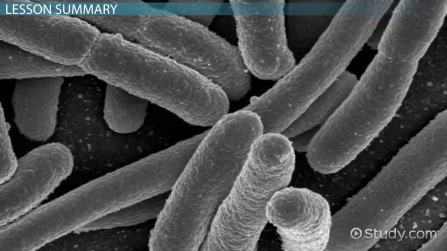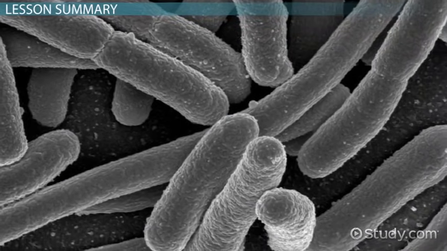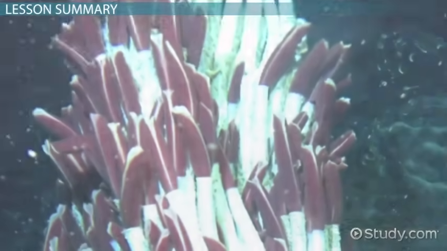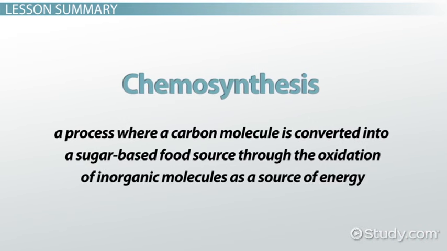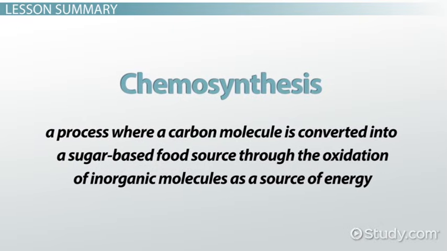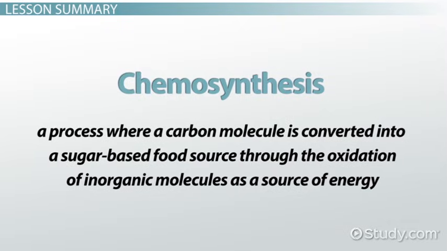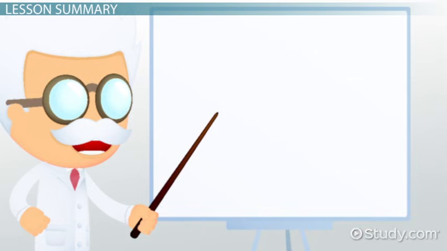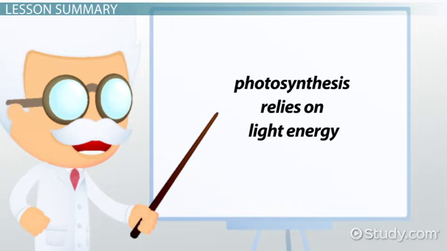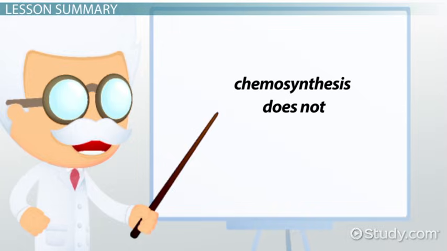Bacteria can also utilize chemosynthesis to make their own food for themselves or for organisms they live alongside. Chemosynthesis is a process where a carbon molecule is converted into a sugar-based food source through the oxidation of inorganic molecules as a source of energy. The biggest takeaway from this lesson I want you to be aware of is that photosynthesis relies on light energy, while chemosynthesis does not.